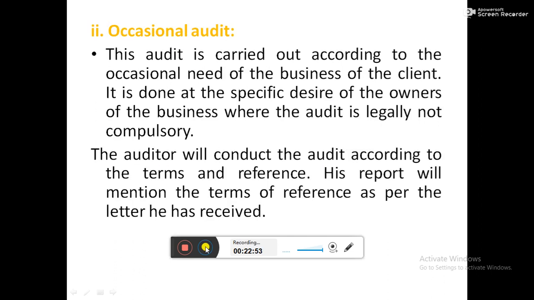The second type is occasional audit. This audit is carried out according to the occasional needs of the business of the client. It is done at the specific desire of the owners of the business where the audit is legally not compulsory. That means occasional audit is undertaken as per the needs and requirements of the client. It is not legally compulsory. Under this method, the auditor will conduct the audit according to the terms and conditions and terms of reference laid down by the client, and his report will mention the terms of reference as per the letter he has received from the client.